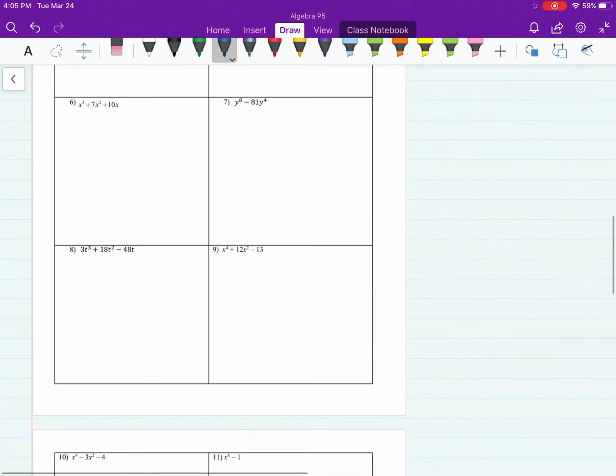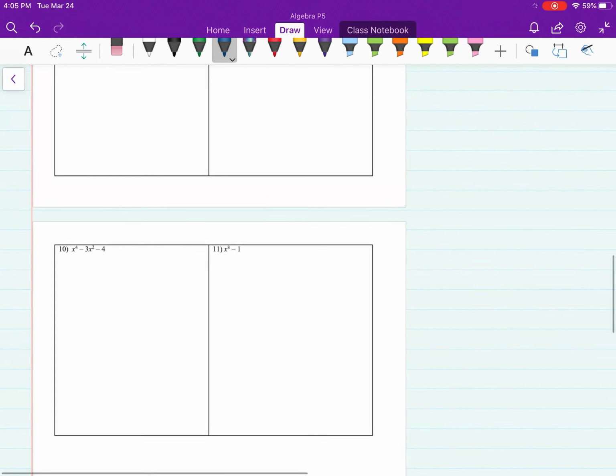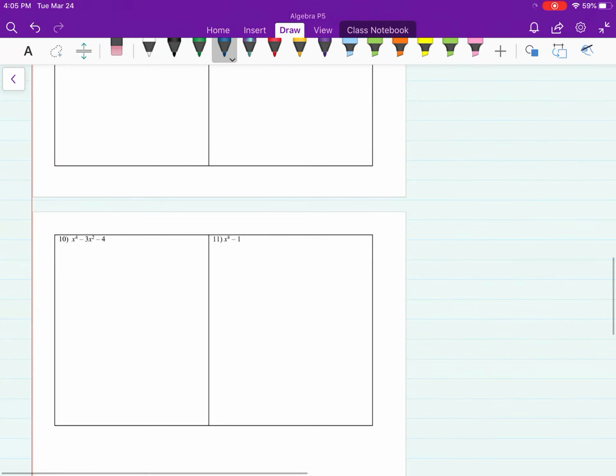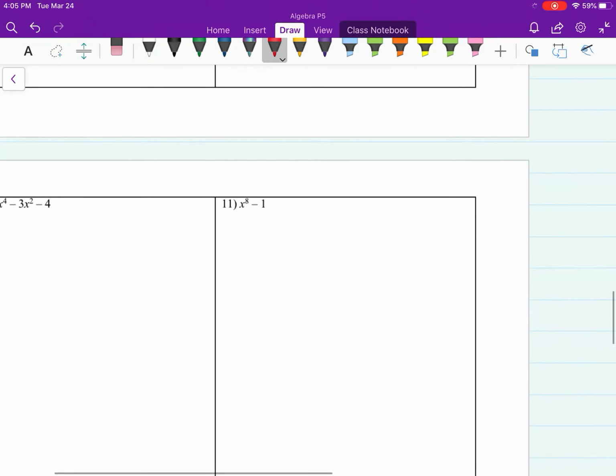I just want to see if there's any examples here that I want to show you one more time. You know what? I want to do number 11 with you. Number 11 gets a little crazy. So what method could we use to factor 11? Well, not GCF. They don't have anything in common.